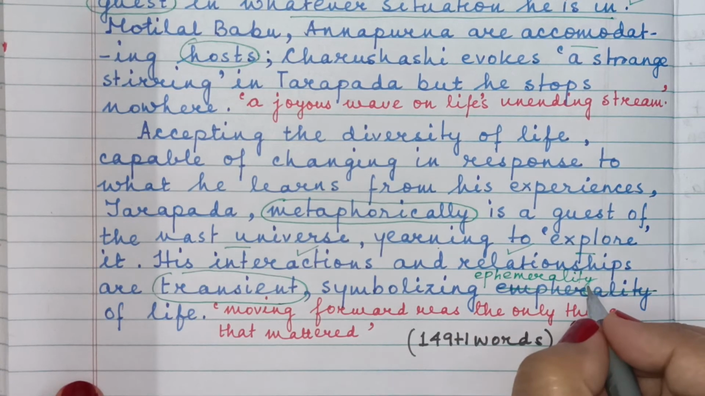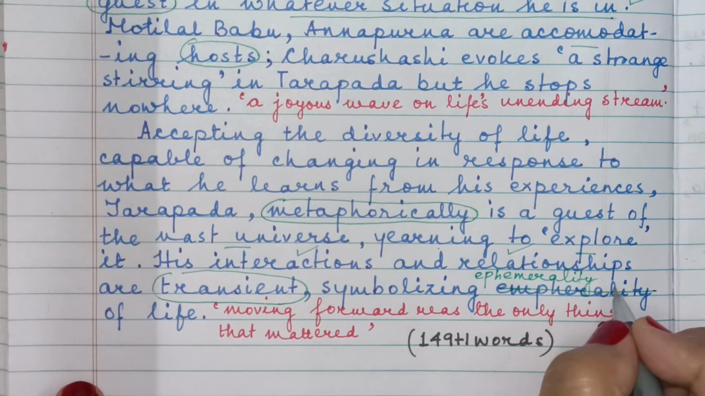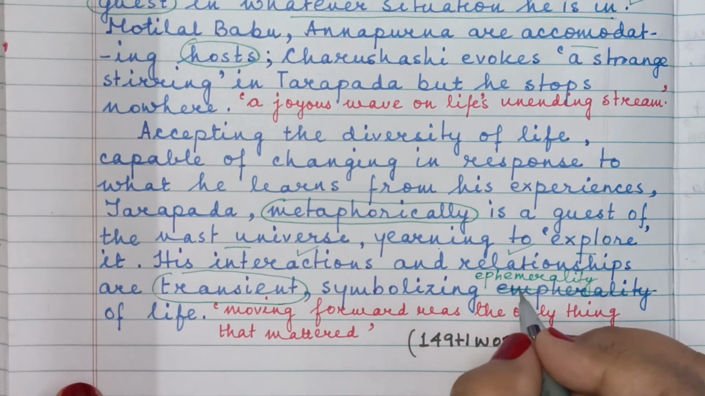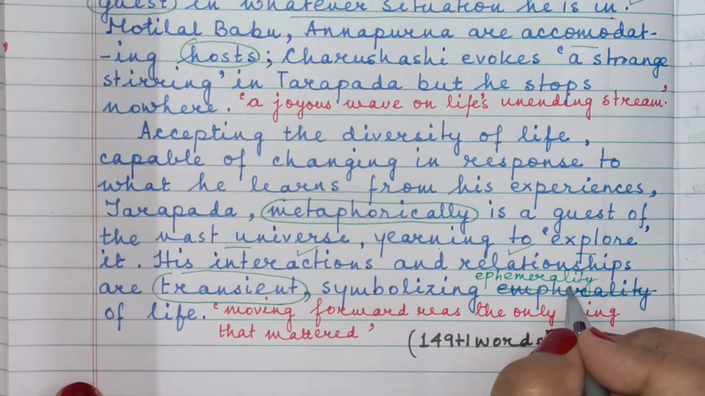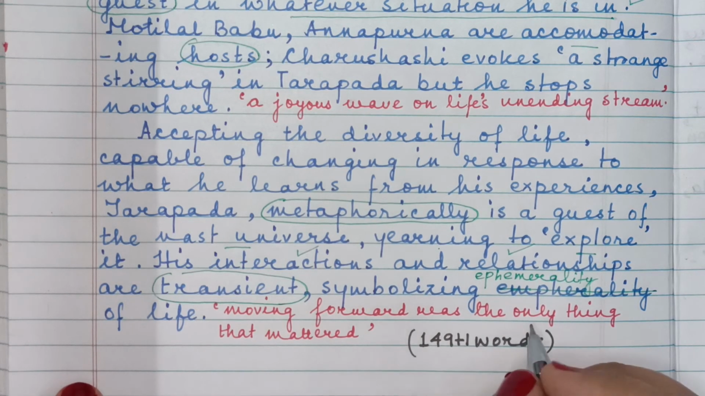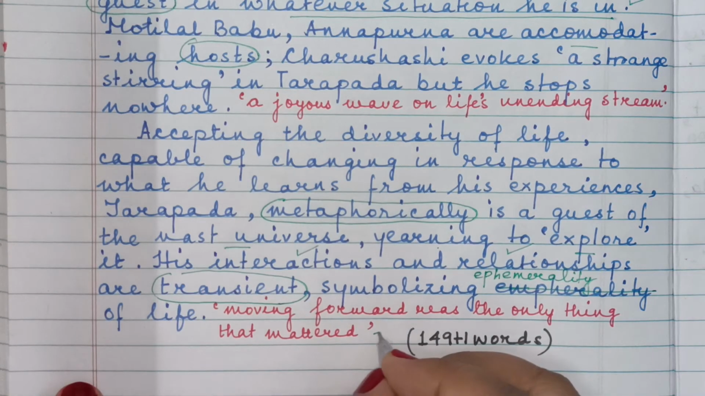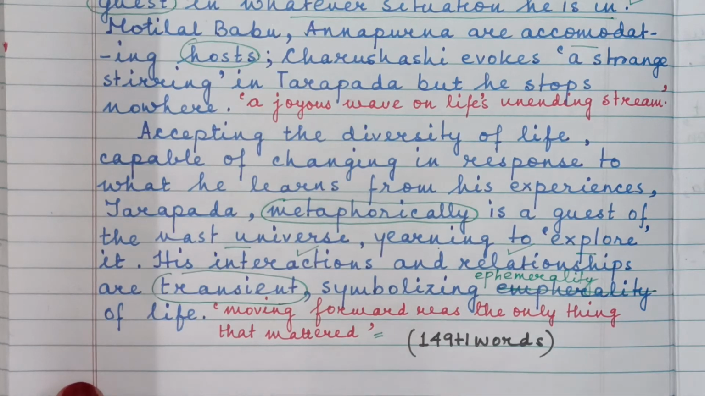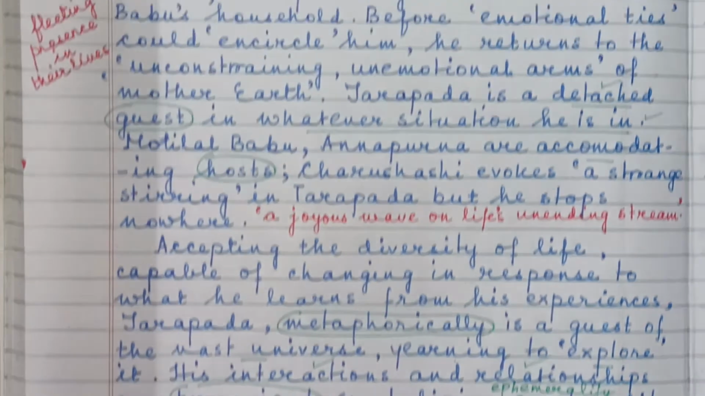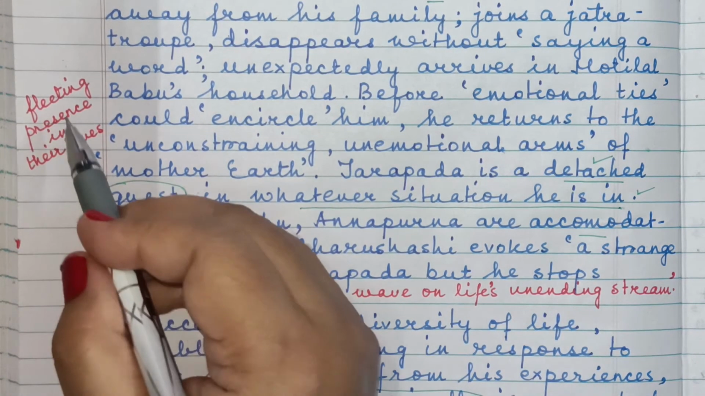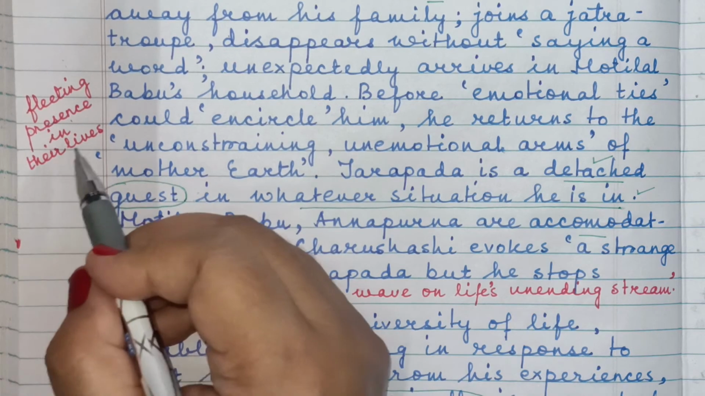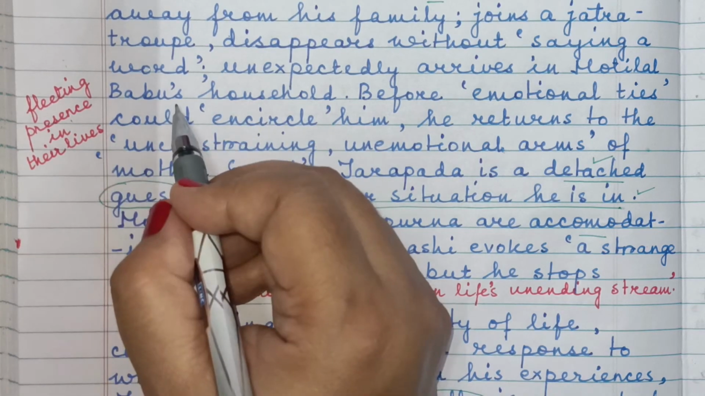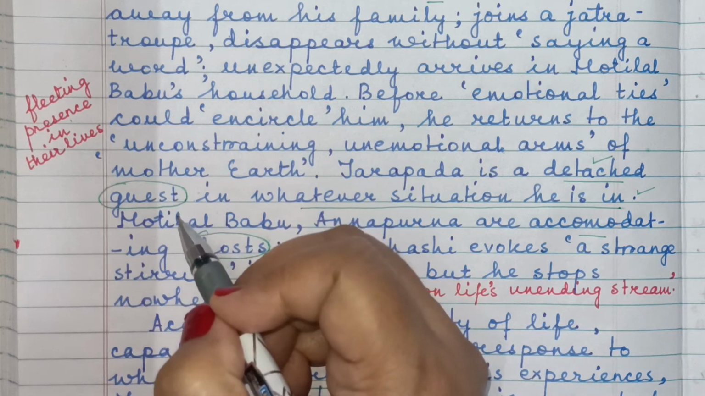F-E-P-H-E-M-E-R-A-L-I-T-Y. Ephemerality also means the short-lived, transitory nature of life. So here, Tarapodo is a symbol of the ephemerality of life. Moving forward was the only thing that mattered to Tarapodo. This is an important textual reference which you can use in this answer. And another critical comment, I have just mentioned it, a note: fleeting presence of Tarapodo in their lives. That means fleeting presence of Tarapodo in the lives of Motilal Babu, Annapurna and Charu Shoshi.